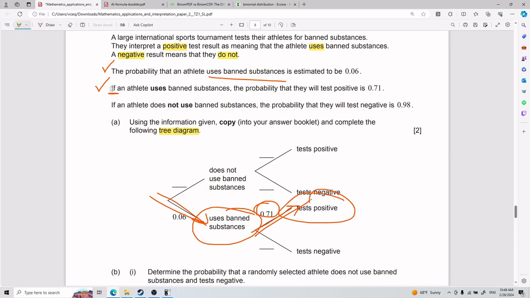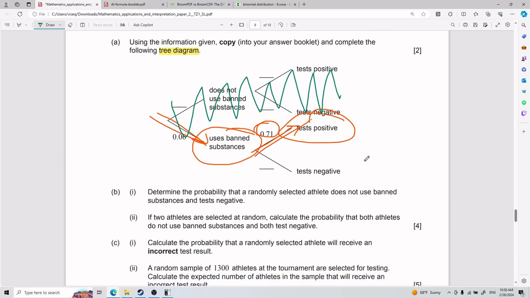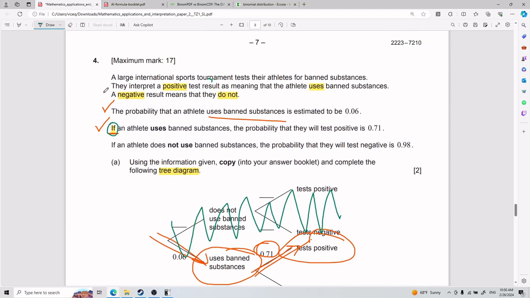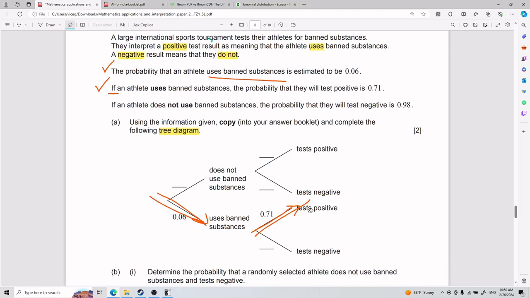So whenever they put the word if, very important, sort of like a conditional probability, you are going a certain direction, you are limiting part of your options. Why does it limit part of my options? Because when they say if they use banned substances, you know you're in the banned substance world. You actually forget about everything else up top and you only look at the bottom. That is the power of the if. That is the power of the conditional probability. Anyways, this second thing, the 0.71, does show up in my diagram, so I am relaxed.